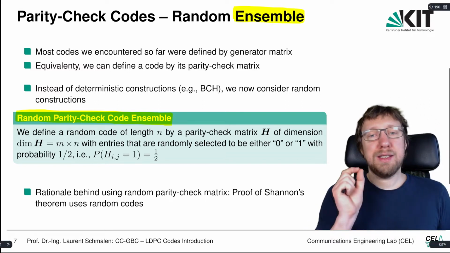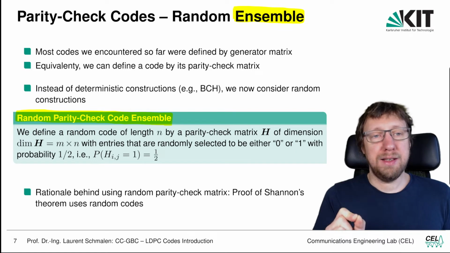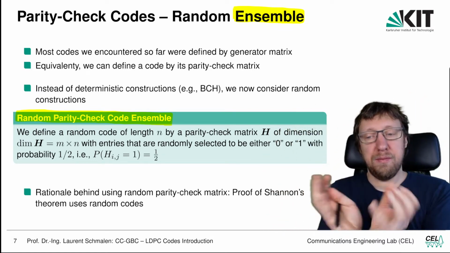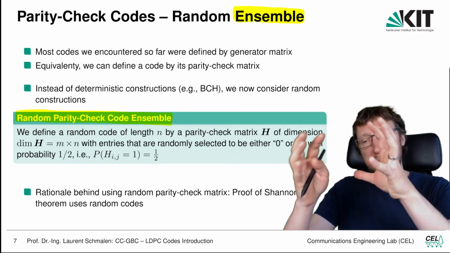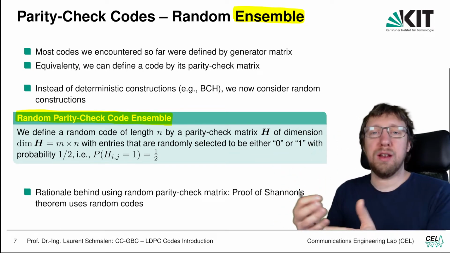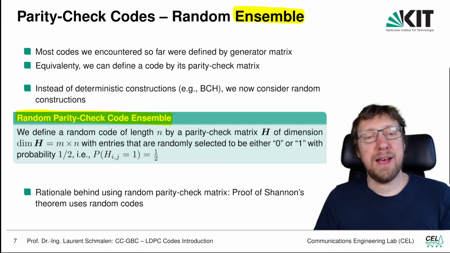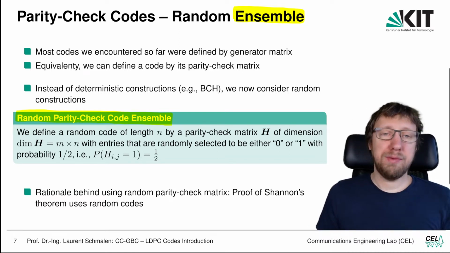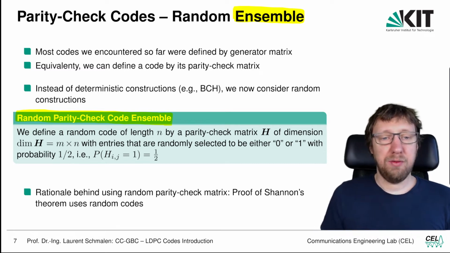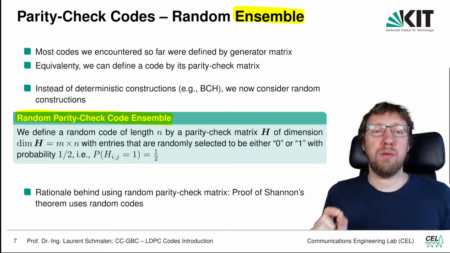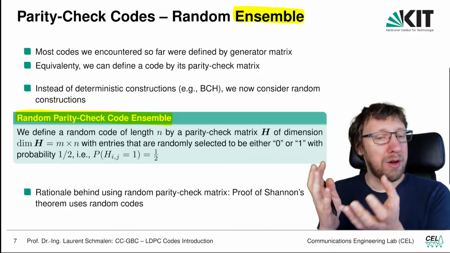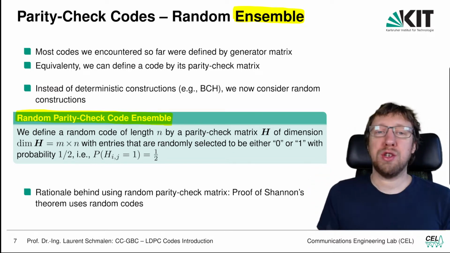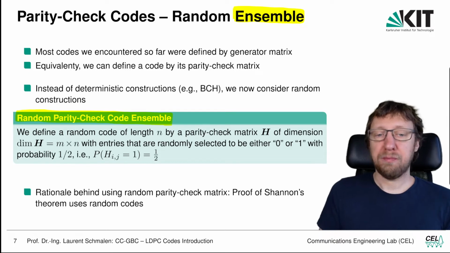A code is a very deterministic instance. An ensemble is a set of codes. So it's not one code, but a big set of codes that are constructed using the same rules. And that's when we talk about ensembles. So we are not looking at a specific code, but at a family of codes, which we call an ensemble. And this family shares structural properties.